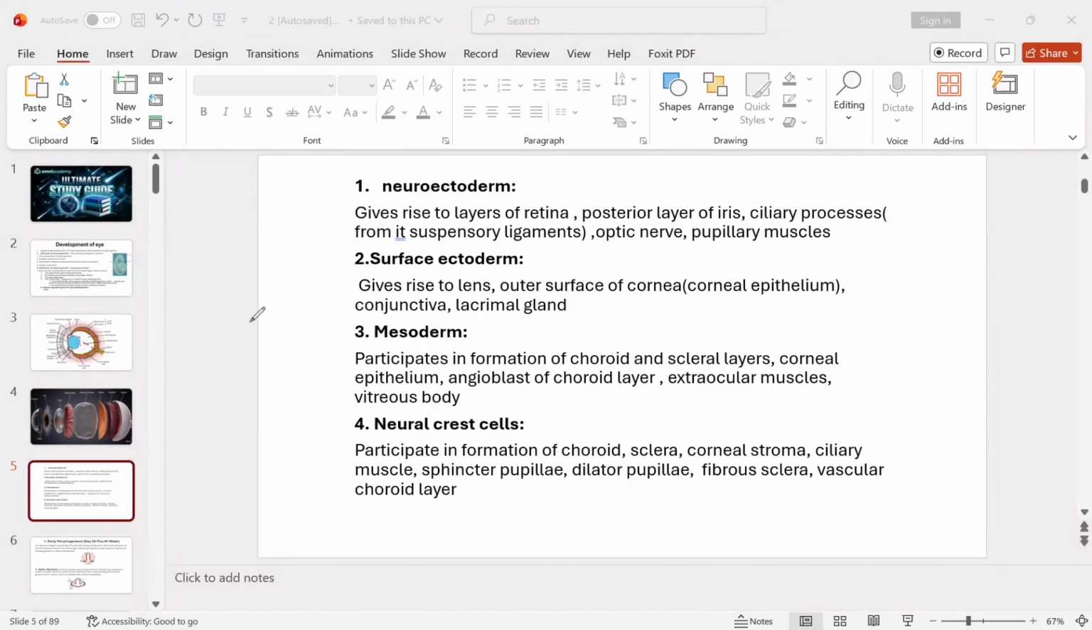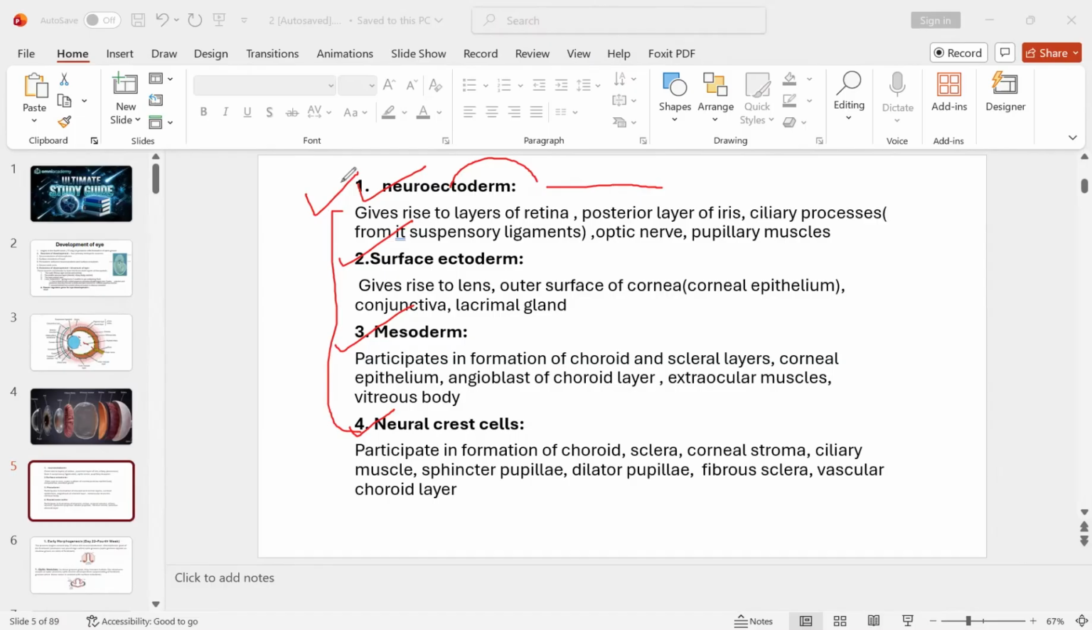As I mentioned in the first lecture, we need four sources to develop the human eye. These sources are: number 1, neuroectoderm; number 2, surface ectoderm; number 3, mesoderm; and number 4, neural crest cells. So these are the four sources we need to develop the eye. In our previous lectures on the development of the eye, we have seen how each source is giving rise to different structures of the eye. So let's now discuss the sources of development and their derivatives.